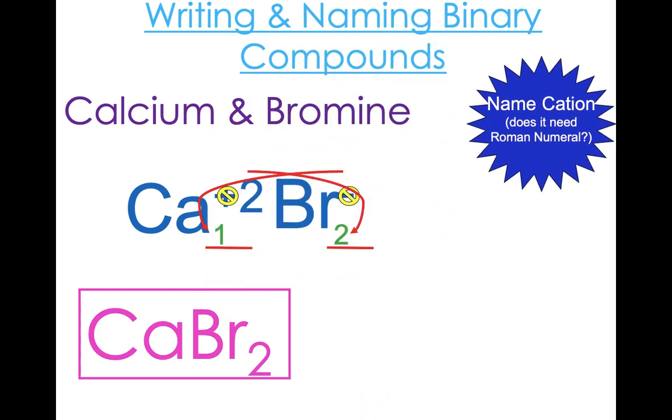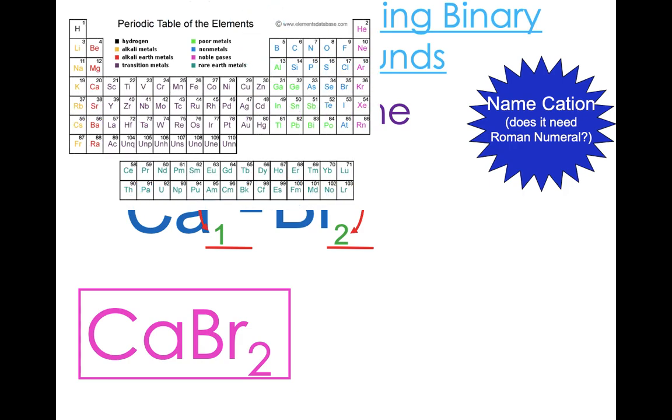When we name it, we need to look at the metal, which is the calcium. Does it need a Roman numeral? Let's look at the periodic table again. Where is calcium located? Calcium is way over to the left in group 2.